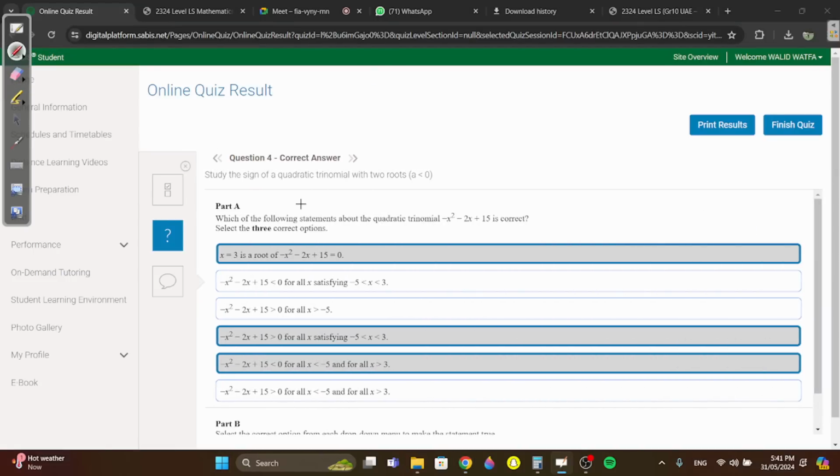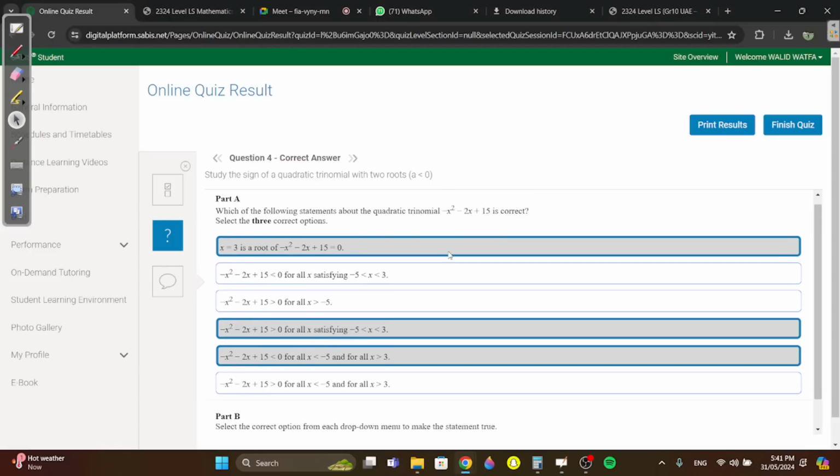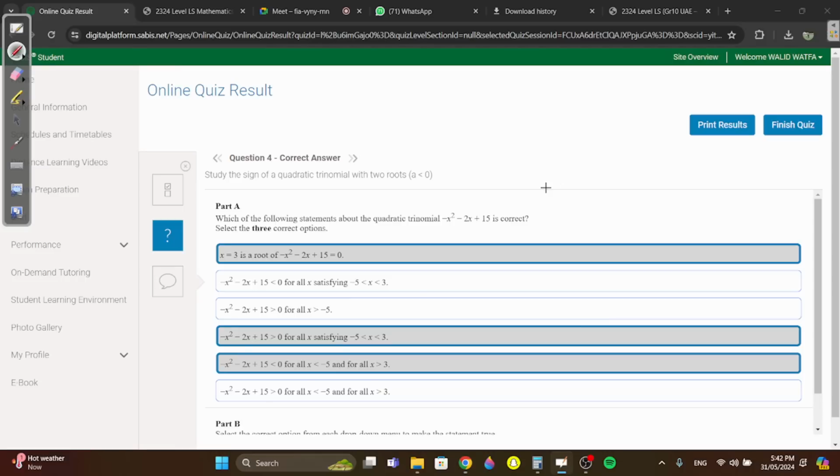Okay, question 4. What's true about the quadratic trinomial minus x squared minus 2x plus 15? What's the first thing to do? The first thing to do is to factor it out. When you have a negative as your leading coefficient, when factoring, it's very smart to take out the negative: x squared plus 2x minus 15. This is when you want to factor. Factoring is different than when you're solving the inequality.